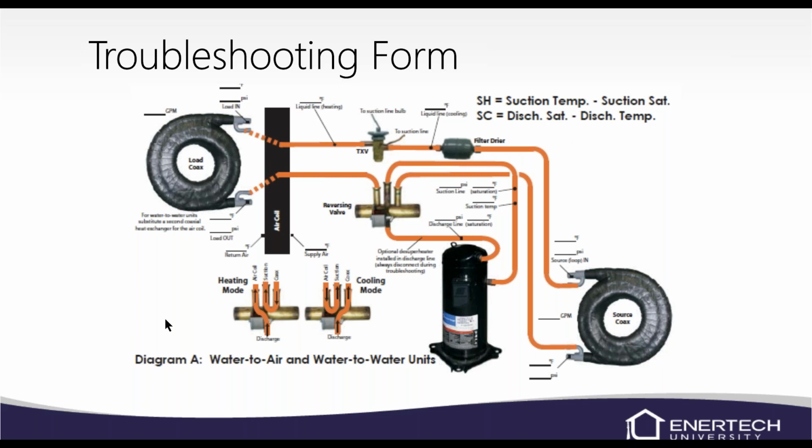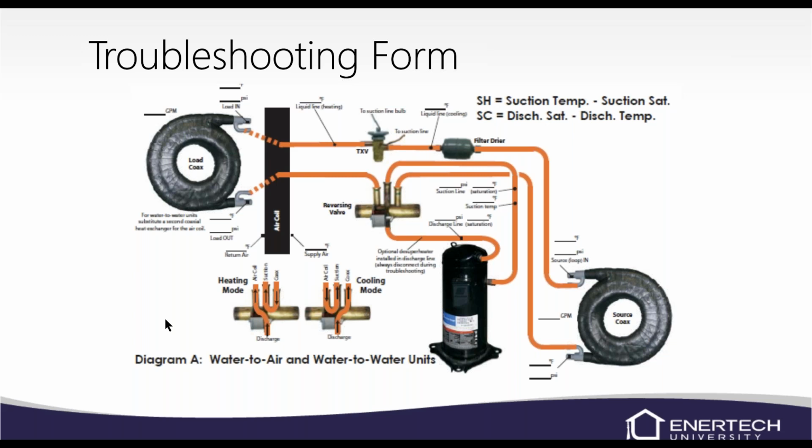Now, don't just go up to a geothermal unit and do superheat and subcooling readings on it. These are sealed systems, and every time you put your refrigerant gauges on there, you're going to take a little bit of refrigerant out. So over time, you could become low on refrigerant.